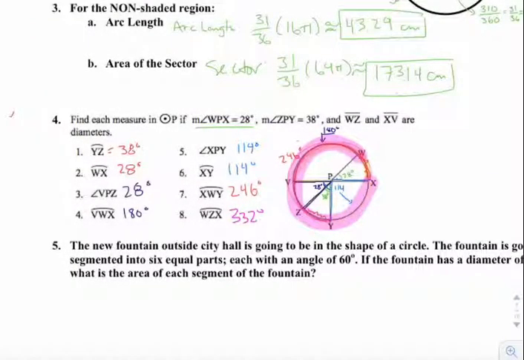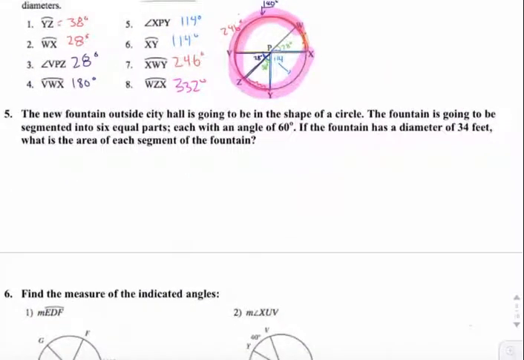To finish this page up, we have a little problem here. So we have this new fountain outside City Hall. It's going to be the shape of a circle. The fountain is going to be segmented into 6 parts, each with an angle of about 60 degrees. If the fountain has a diameter of 34 feet, what is the area of each segment of the fountain?